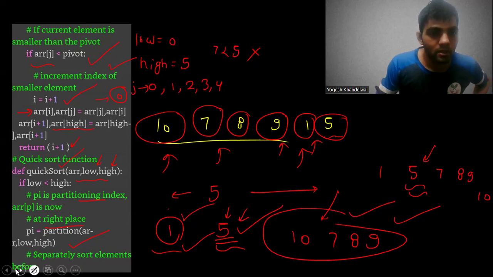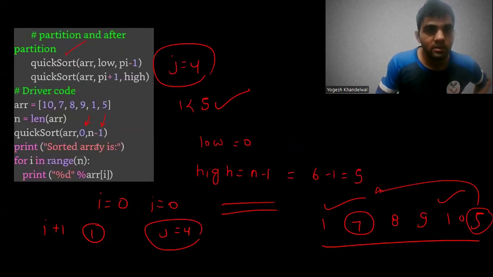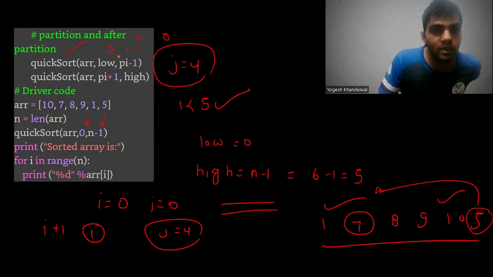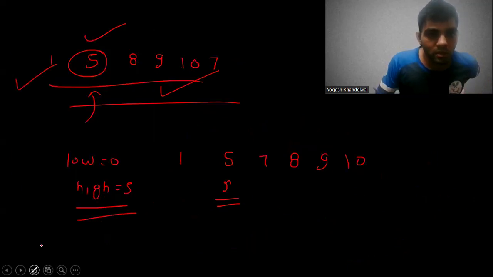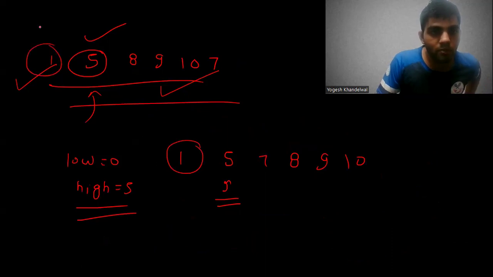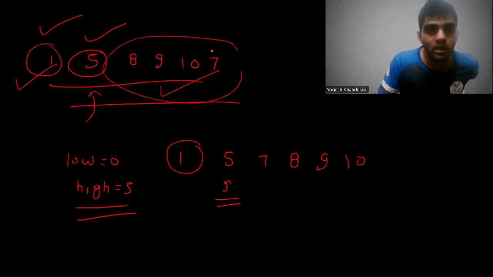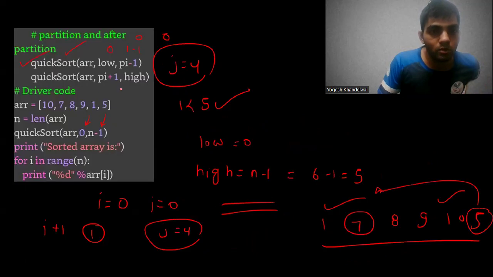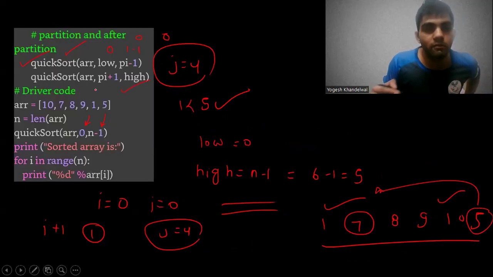So in our case, what is the value of i plus 1? After doing partition, we will get 1, so 1 is the correct index of this 5. Then what we are doing is from 0 to 1 minus 1, so from 0 to 0. So from here we are doing quicksort on this left part. This is the left part, we are again applying quicksort on this, and we are again applying quicksort on this. So this will be done recursively, and finally we will get our final result.